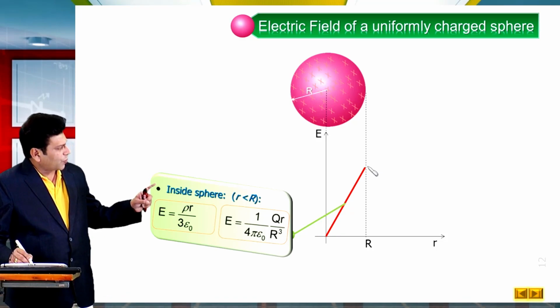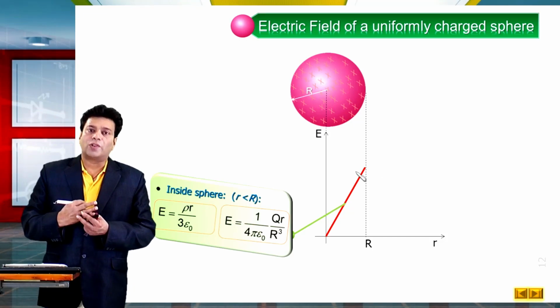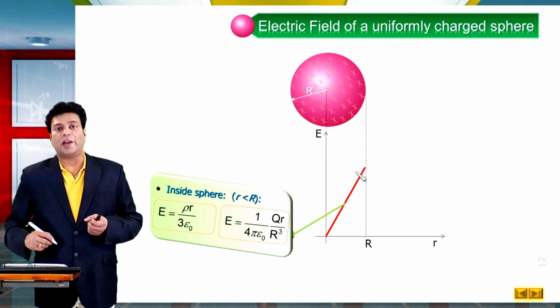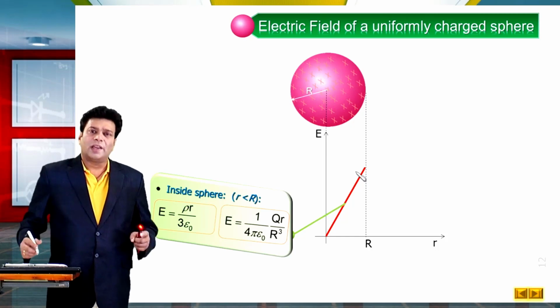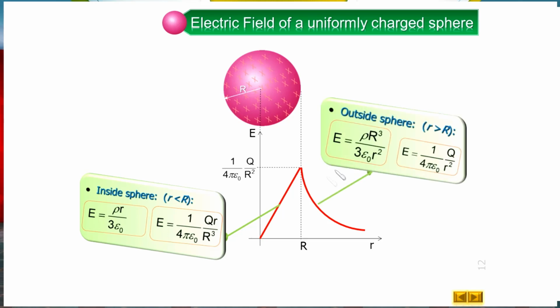Now come to the point outside the sphere. We have seen the value of electric field outside is rho capital R cube divided by 3 epsilon naught r square. So here we can say rho is constant, capital R is also constant, and 3 epsilon naught is also constant. So we can say E is inversely proportional to r square. So the graph should be of inverse square nature like this, right? This is the variation of electric field outside the sphere, right? These are the graphs.